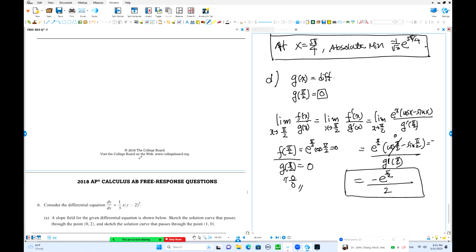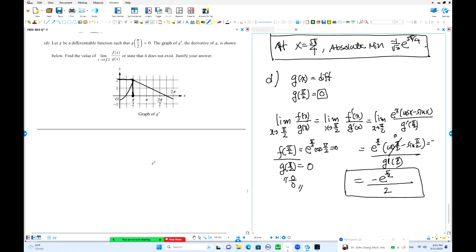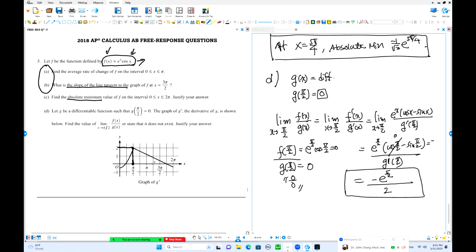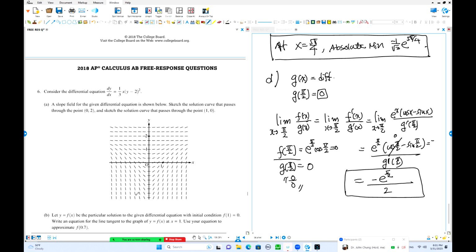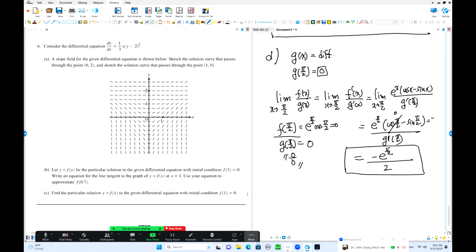So you have to focus on the pattern of the array of questions. All right, up to here we finish this one. Next time we will finish number 6, which is slope field. After that, we go back to multiple choice again.